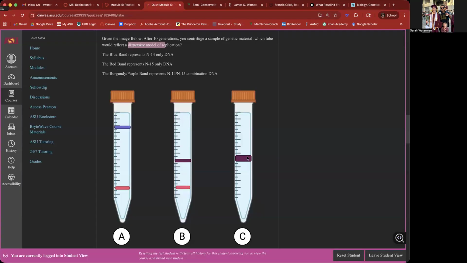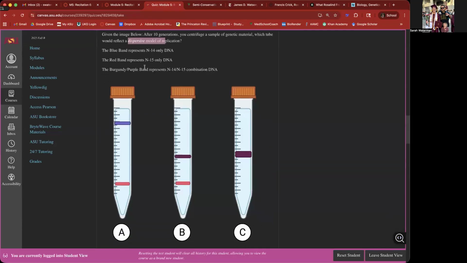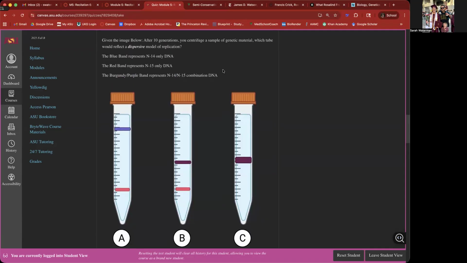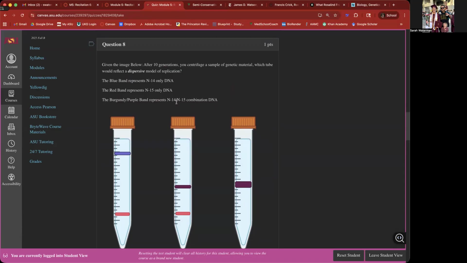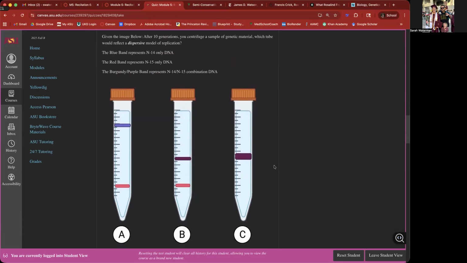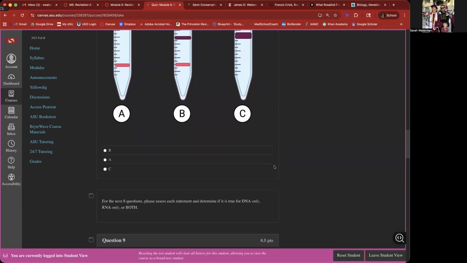So if we're looking at this and we wanted to consider which one looks like the most mixed model, well, if purple and burgundy represent a mixed model, and we know that with a dispersive model, we are going to have a mixture of DNA per strand. I think it would be best to say that the most purple would be the most representative.